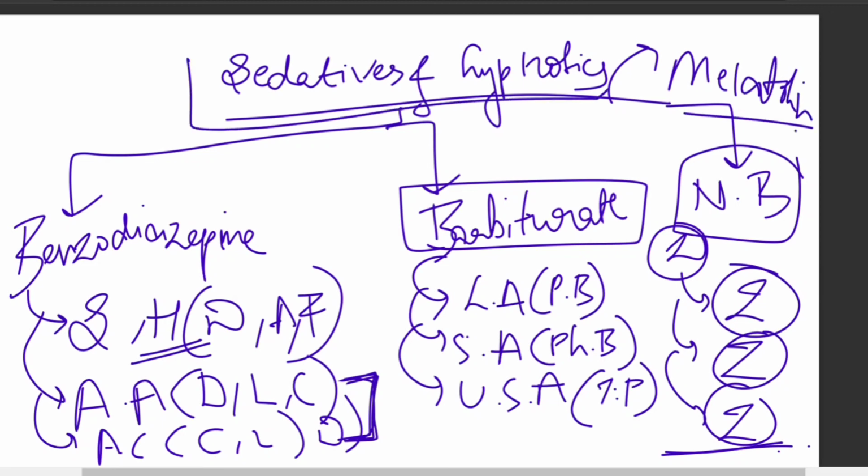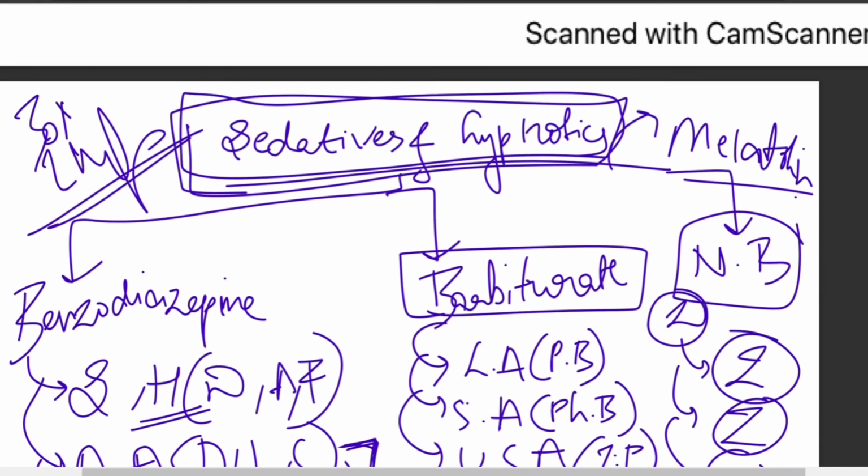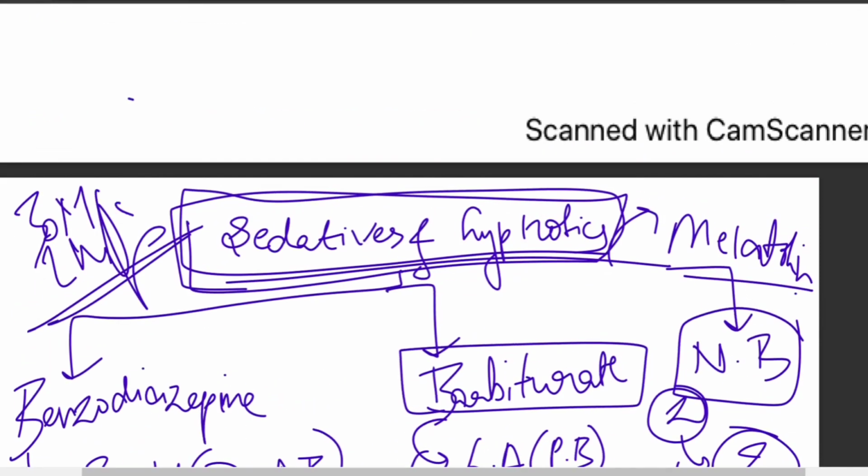This was the classification of sedatives and hypnotics. Remember this classification, it's a very important question usually asked for 3 marks or 5 marks in the university examination. So that's it for this video. This is the introduction. In the next video, we'll be studying the benzodiazepines and barbiturates in detail.